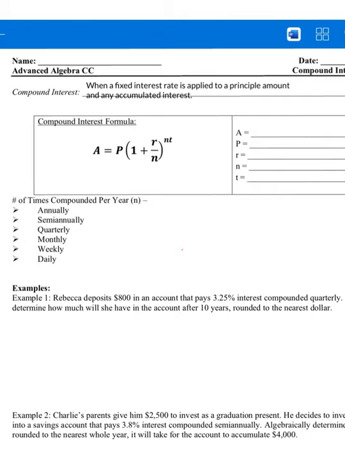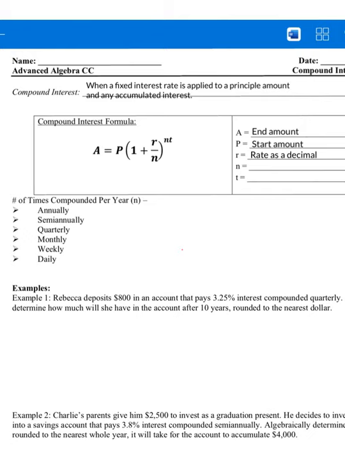So your variables: A, just like before, is your end amount. P is your start amount or your principal amount. R, again, is the rate as a decimal, so you have to move the decimal over twice again.